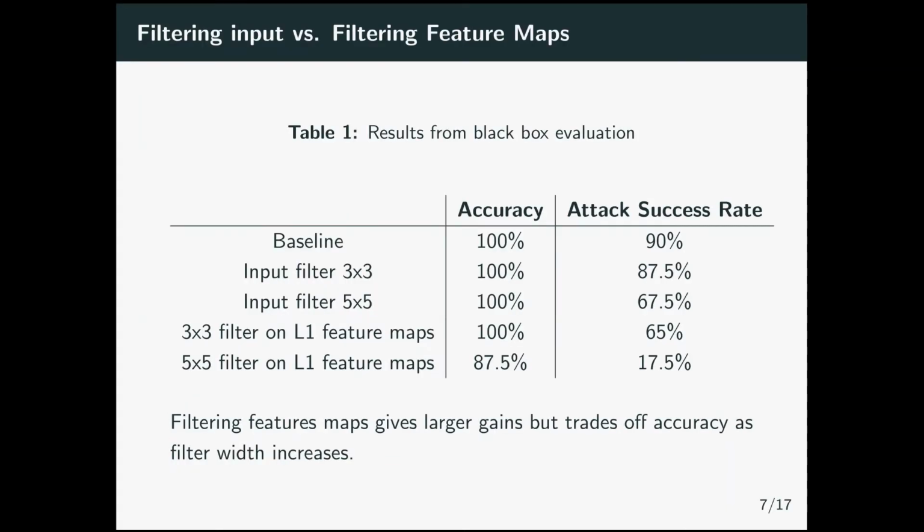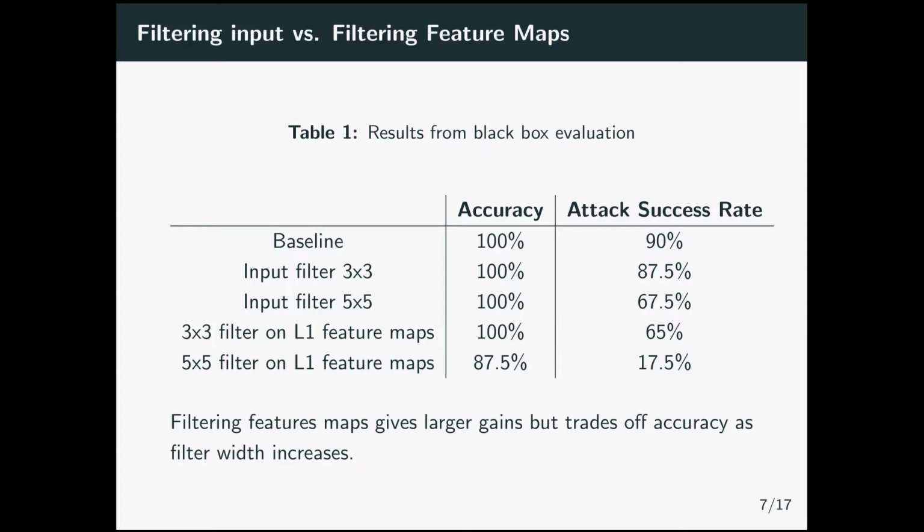We conduct a black box transfer evaluation to compare filtering the input versus filtering the feature maps. We generate a set of adversarial examples on one model, and then transfer those images over to the substitute model, comparing blurring at the input versus at the feature maps. The accuracy here represents the accuracy on a victim set of 40 stop signs, and the attack success rate is how good the attacker was.